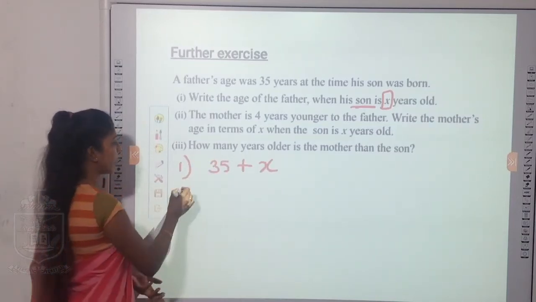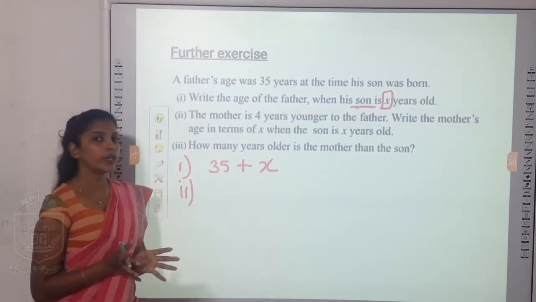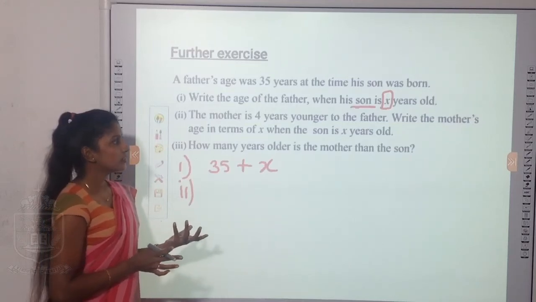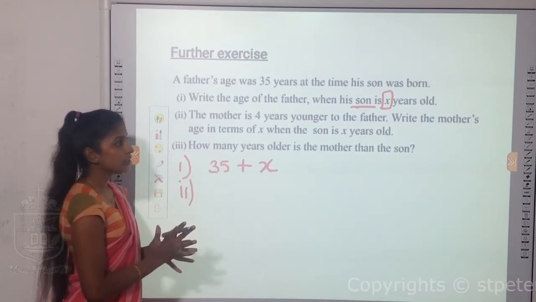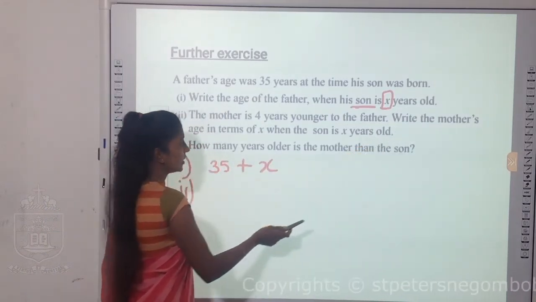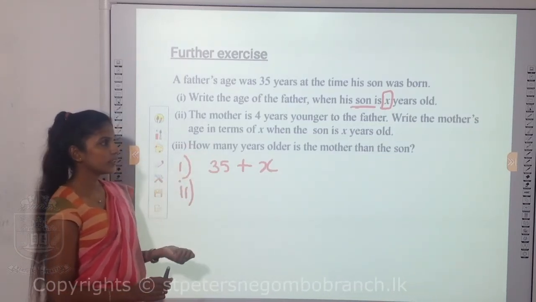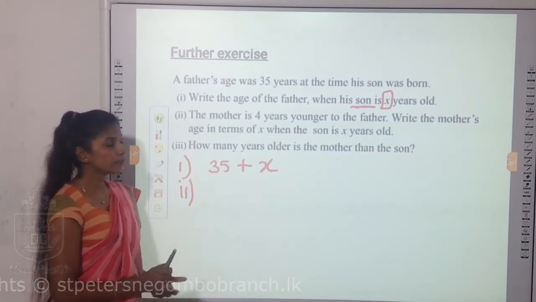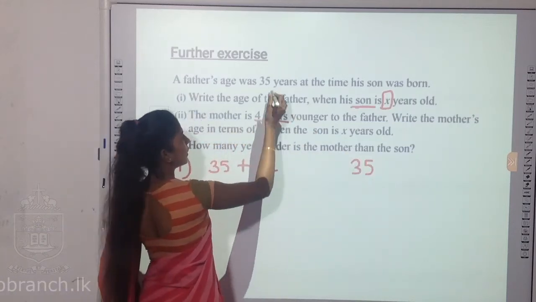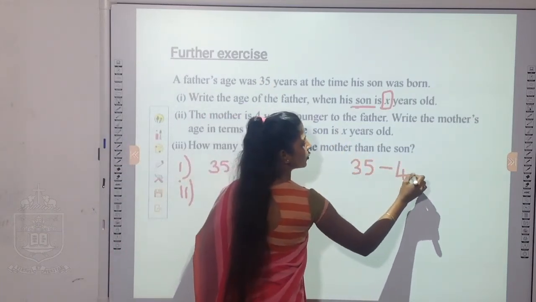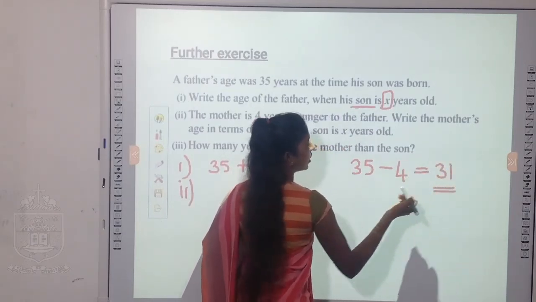And then second one, the mother is 4 years younger than father, right? So we already know now father's age is 35, but here you have to write the mother's age in terms of X. You can't just subtract and get the answer. We know that 35 minus 4 will give you 31 years. So this is the age of mother.